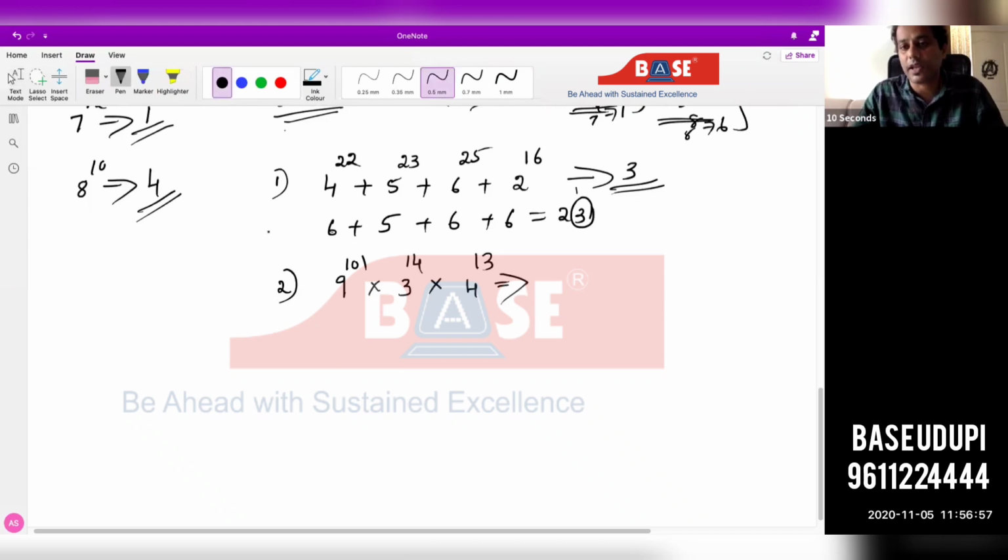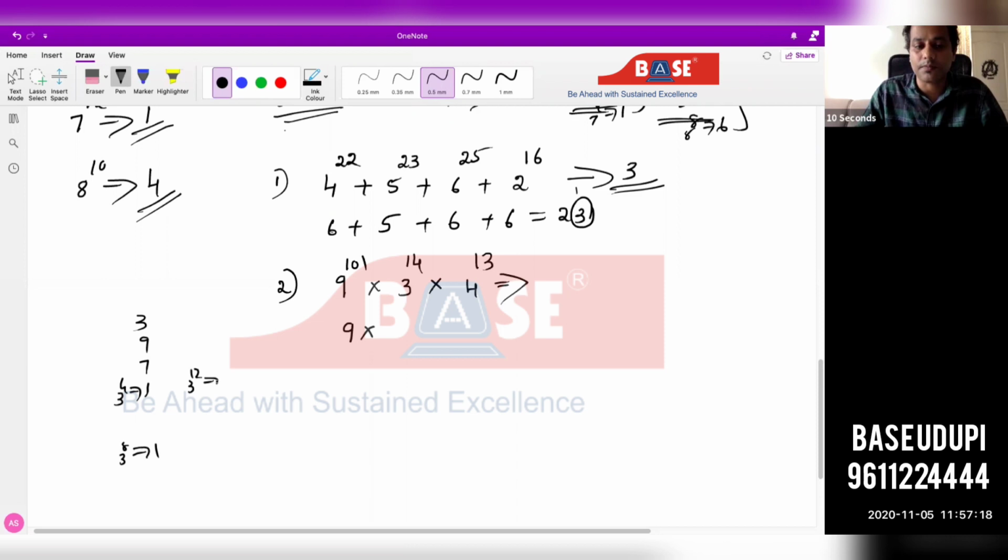First is 9. What is the 9 series? Either 9 or 1. Odd power is 9, even power is 1. So 101 is an odd number, so it is 9. Let's find 3. 3 is 3, 9, 7, 1. 3 power 4 is 1. Next, 3 power 8 is also 1, isn't it? 3 power 12 is also 1, isn't it?